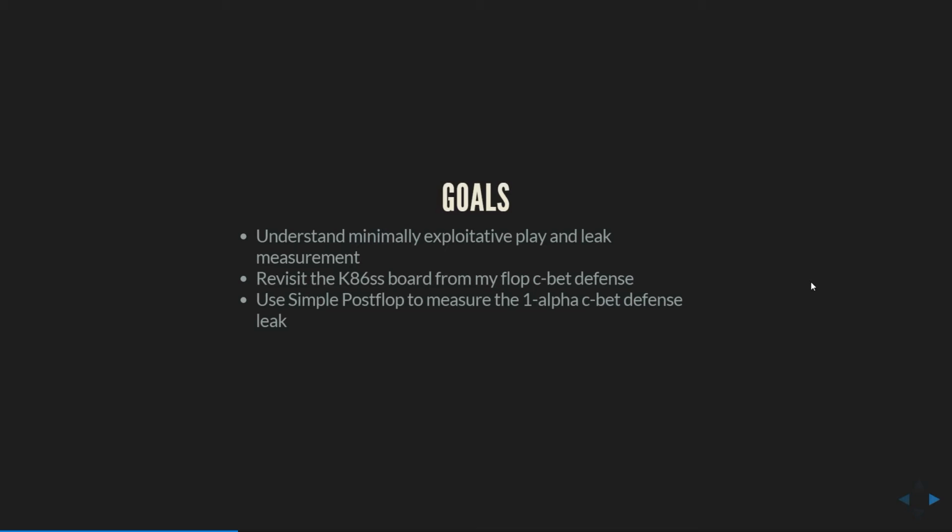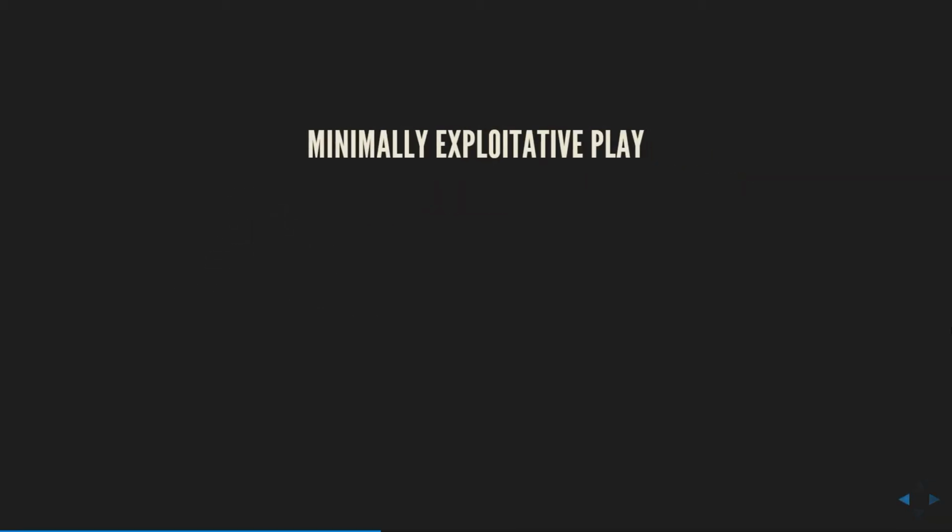But what we didn't really do, we measured a little bit how GTO play performs against a 1 - alpha defense. We didn't really measure how exactly exploitative play performs against it and how you can use minimally exploited play to directly attack this leak, generate a strategy that attacks it, and measure the EV magnitude of the leak. So that's what we're going to do today. So let's get into it.